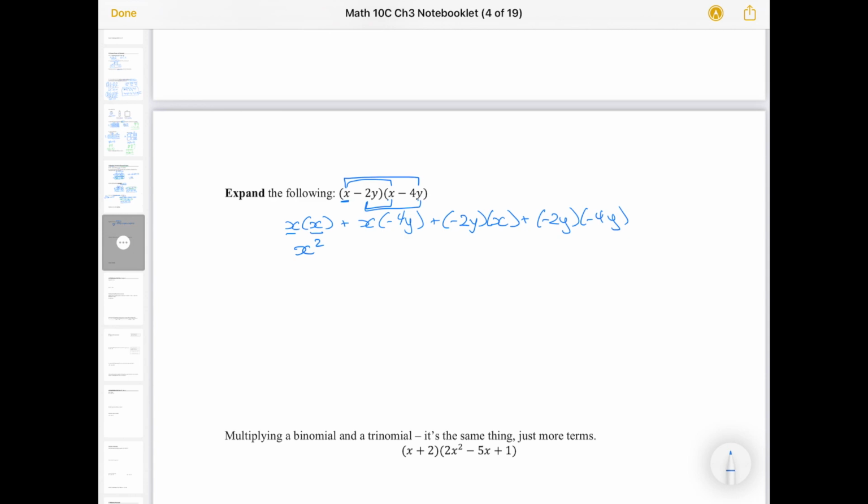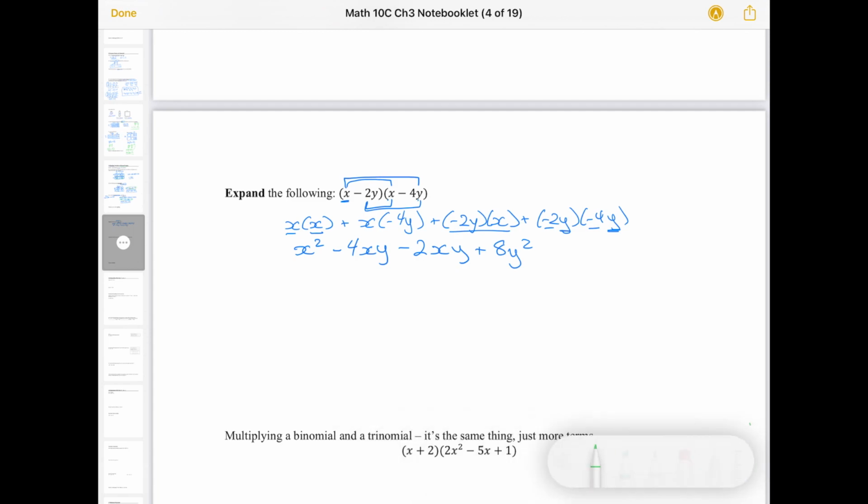All right, so now I've got negative 4y times x. Well, none of those things are the same. I've got a number, an x, and a y, so I can't really do anything. I just have negative 4xy. Same with this, negative 2y and x. I can't really do anything with those, so I just have negative 2xy. And here, my negative 2 times negative 4, I get positive 8, and y times y, I get y squared.